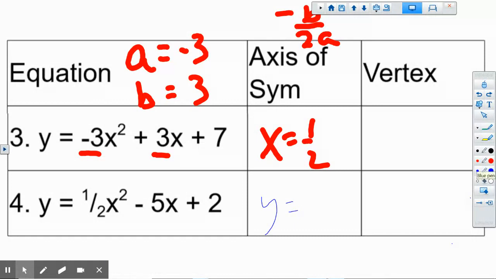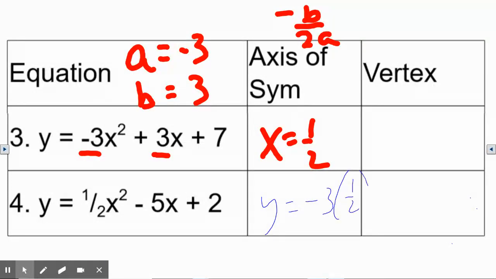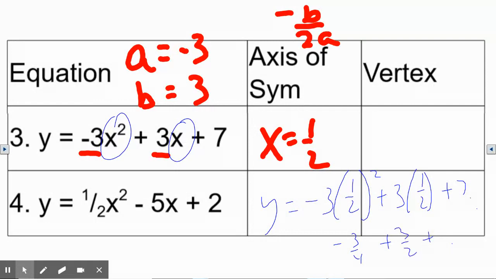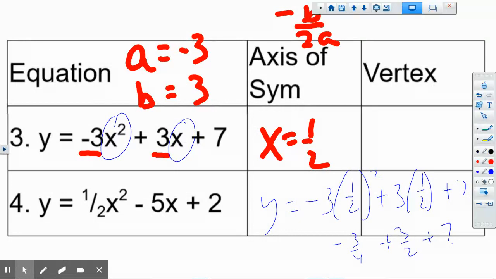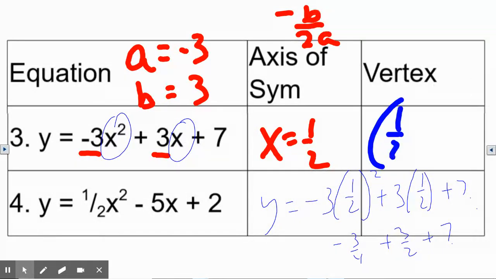So y equals -3 times (1/2) quantity squared plus 3 times 1/2 plus 7. I'm putting it in for x here and here. And evaluating, 1/2 squared is 1/4, times -3 would be -3/4. 3 times 1/2 is 3/2, plus 7. So what I've got here is -3/4 plus 3/2, which is 3/4, plus 7 is 7 3/4. So my answer is, the coordinate is 1/2 for the x value and 7 3/4 for the y value.